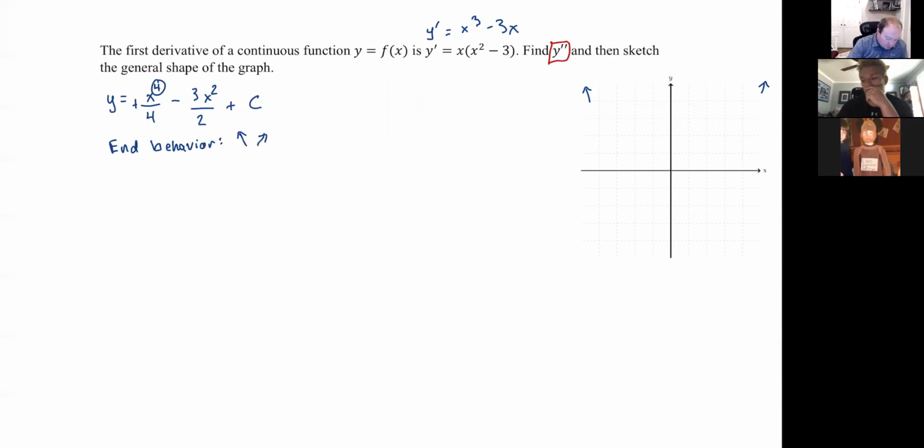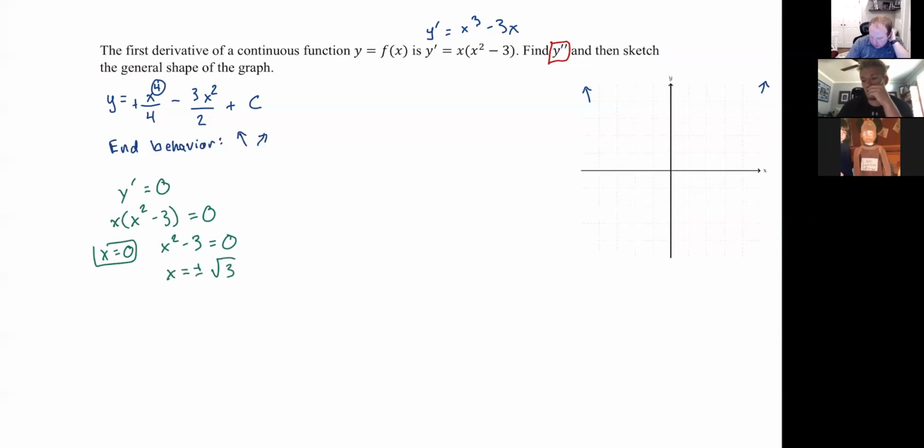So let's go ahead and find our critical points. We take our y prime and set it equal to 0. So x times x squared minus 3 equals 0. x is equal to 0, and x squared minus 3 is equal to 0. We find our critical points are x equals 0 and x equals plus or minus the square root of 3.